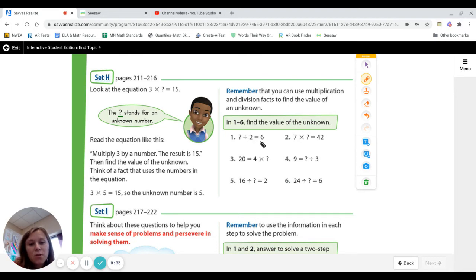So something divided by 2 equals 6. I can think about 2 times 6 equals something. I know 2 times 6 is 12, so I know my question mark will be 12.